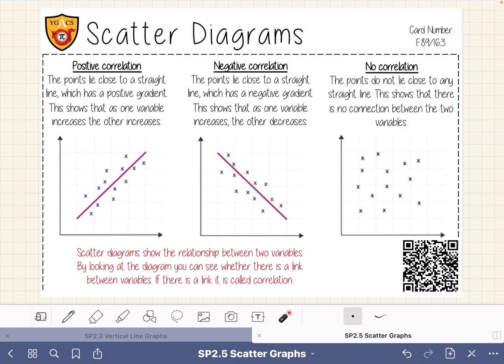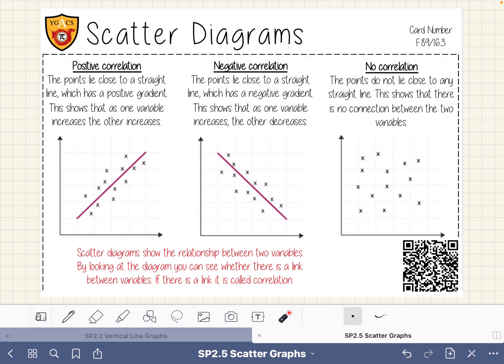When we plot our line of best fit, we try to get an equal amount of plots above and below the line. That does not need to go through the origin here.